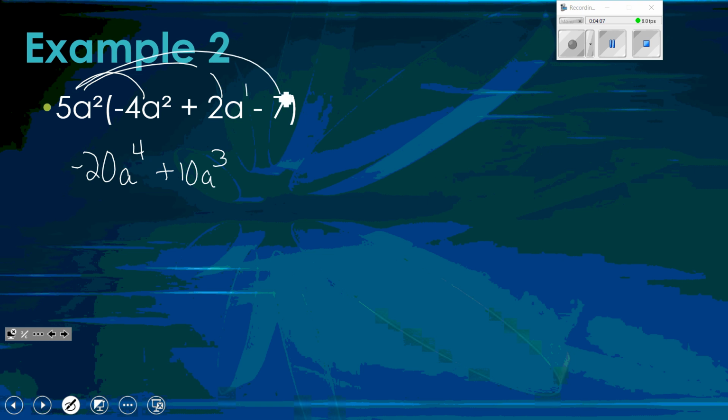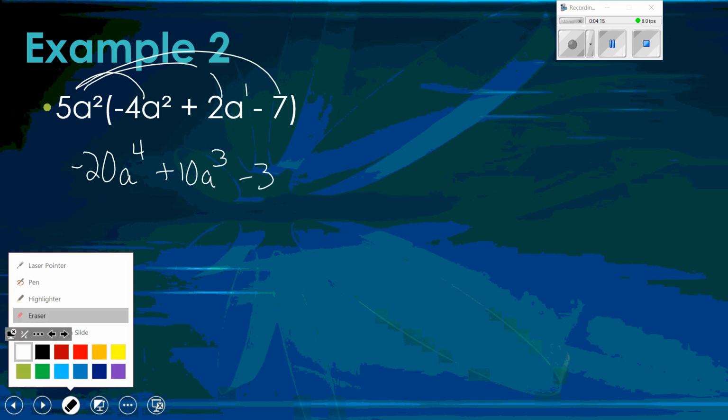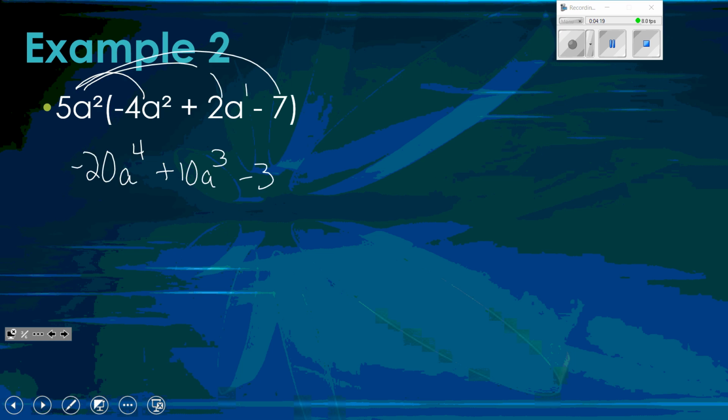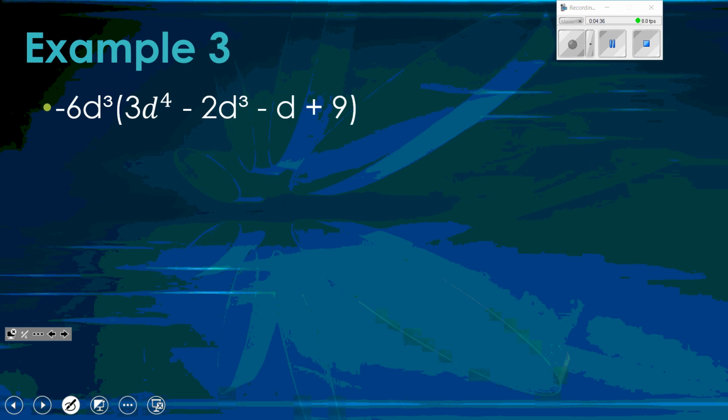Okay. 5a squared times negative 7. Negative 30, 35. I know. 35. Oh. Negative 35a squared. Okay. Any questions on that? Can we go any further? No. Why not? Okay. They're not the same variable to the same power. Okay.